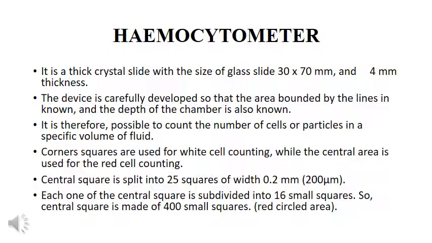So when we have to study RBC counting, we use these 400 small squares for studying RBCs and platelets. The width of each square is about 0.2 mm. So the total number of squares present in the large central box is 400.